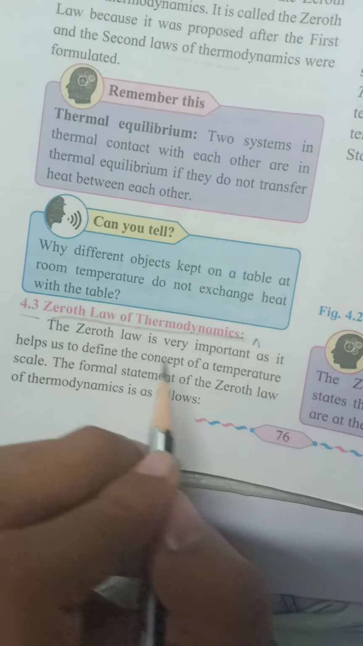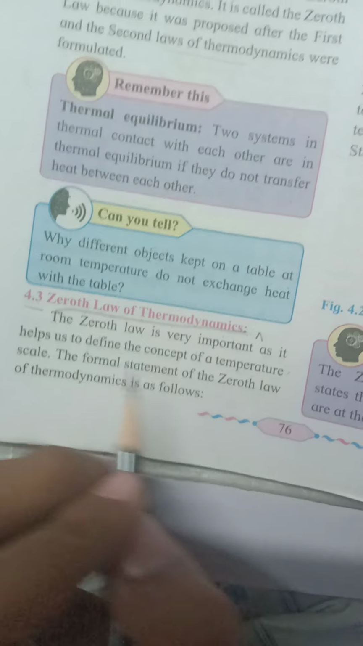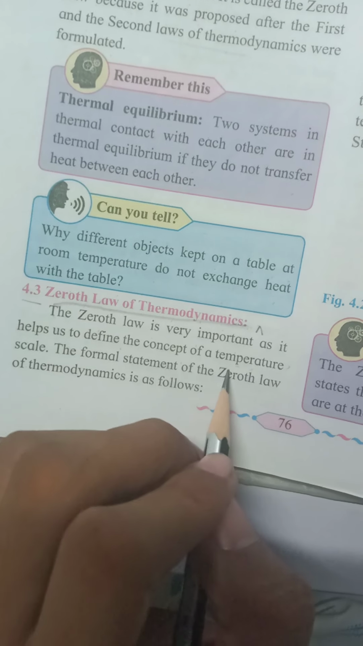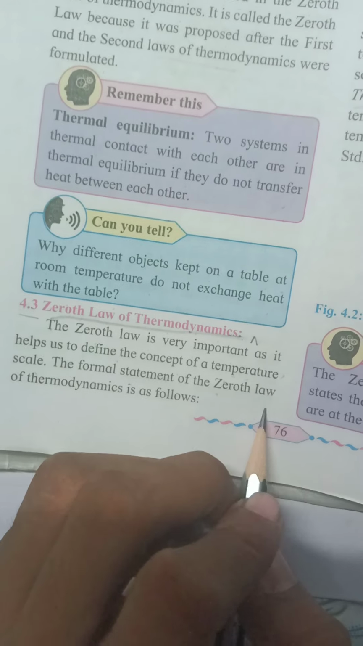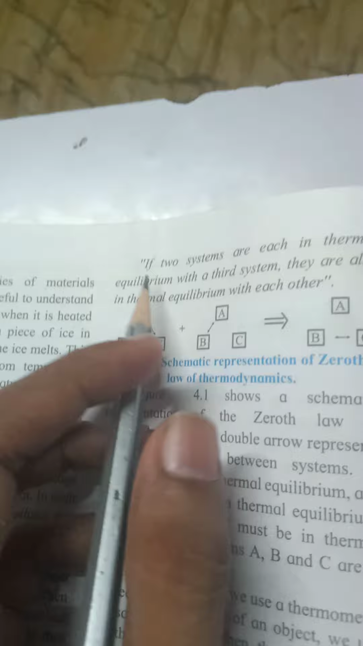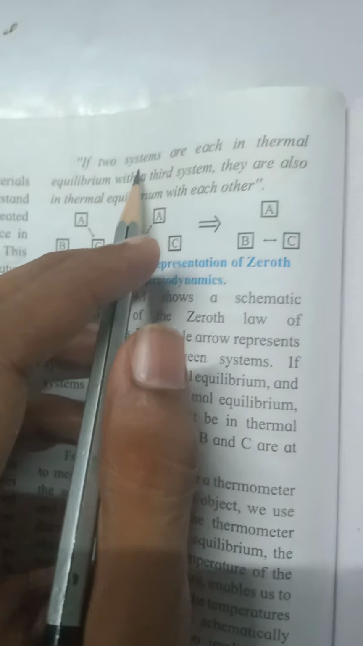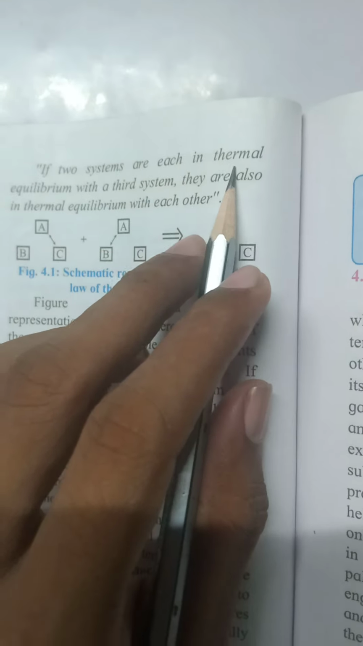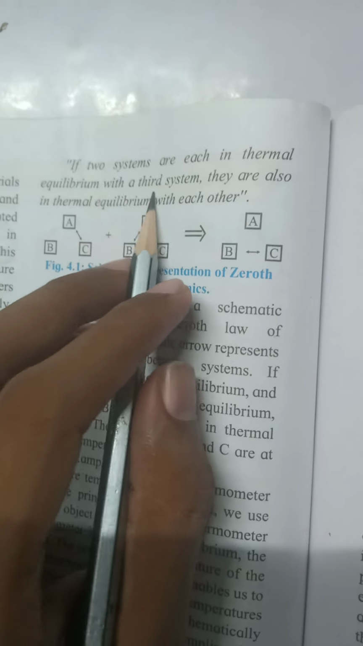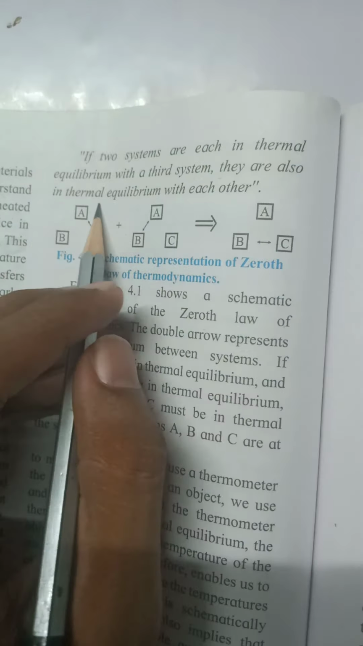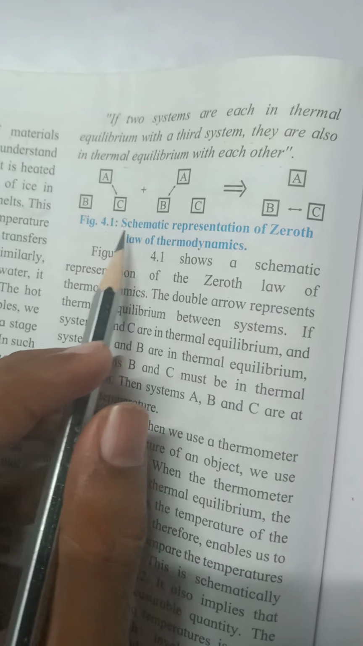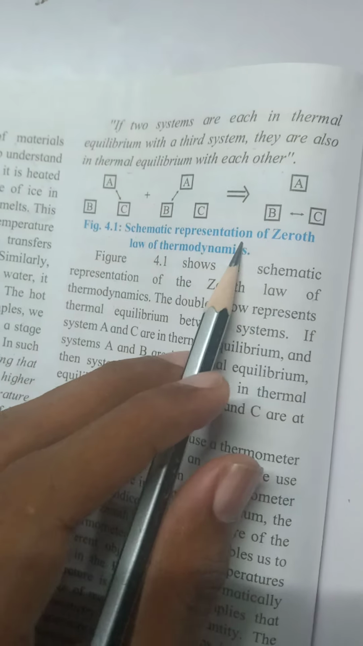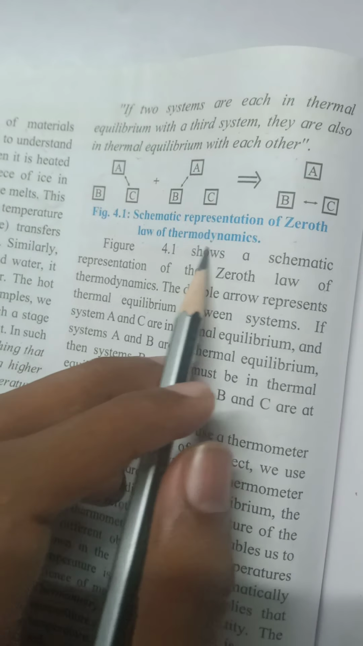The zeroth law is very important as it helps us to define the concept of a temperature scale. The thermal statement of the zeroth law of thermodynamics is as follows: if two systems are in thermal equilibrium with a third system, they are also in thermal equilibrium with each other. Figure 4.1: Schematic representation of the zeroth law of thermodynamics.